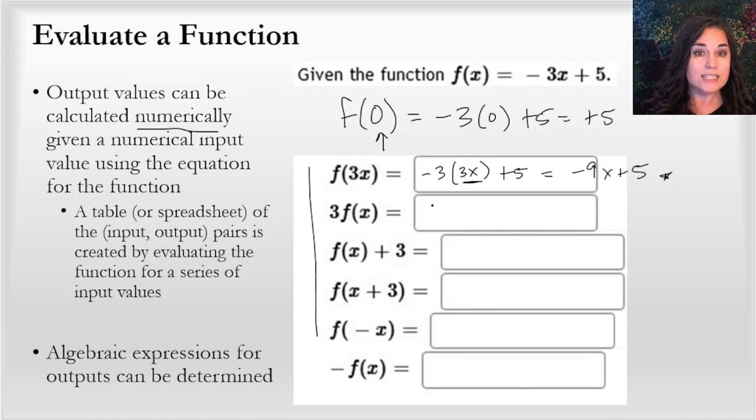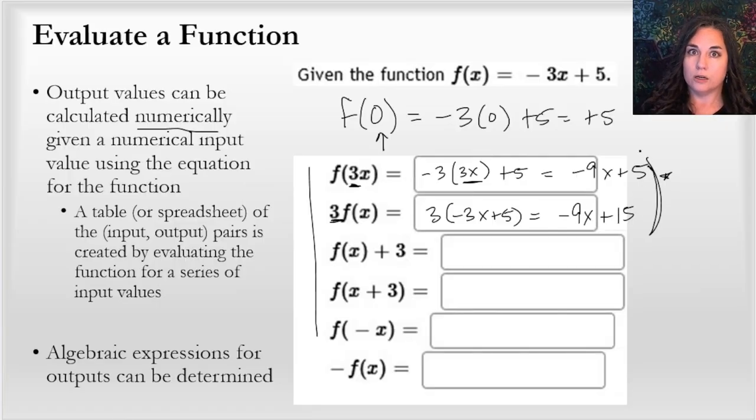Okay, this is different. You notice that there's a 3 in here. That's different than 3 times f of x. 3 times f of x is going to be 3 times negative 3x plus 5. I'm going to distribute, use my simplification. I get negative 9x plus 15. These are two different values, two different expressions here, right? So watch where you do your evaluations, what you plug into the equation, and operations that you do on this.